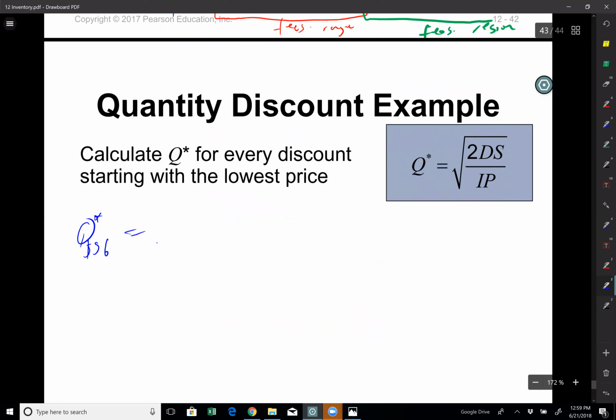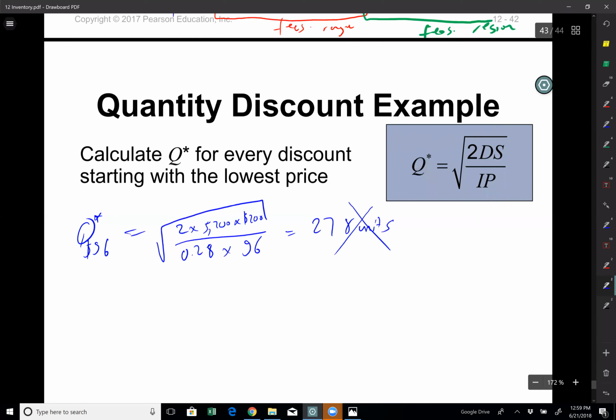If you do the math in the next slide for the optimal quantity ordered for the price range of $96, you would get the square root of 2DS, which is 2 times 5,200 times S, which is $200, the order cost, divided by I times P, where the holding cost rate is 0.28, times the price of $96. Then you will get 278 units. But again, 278 units is not feasible because this $96 is only feasible when I order over 1,500.